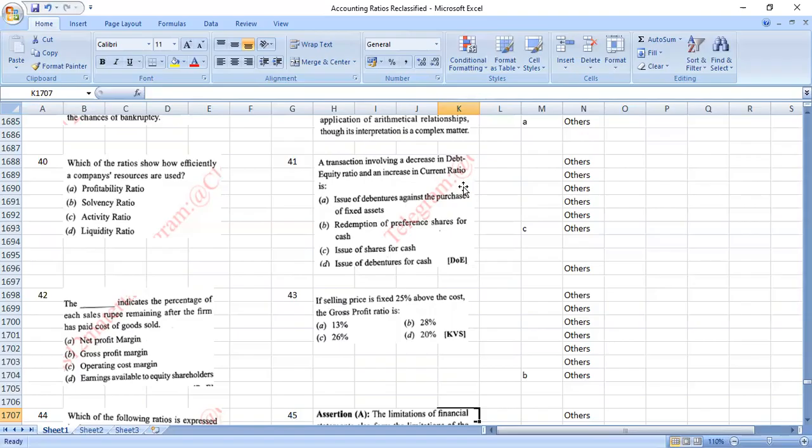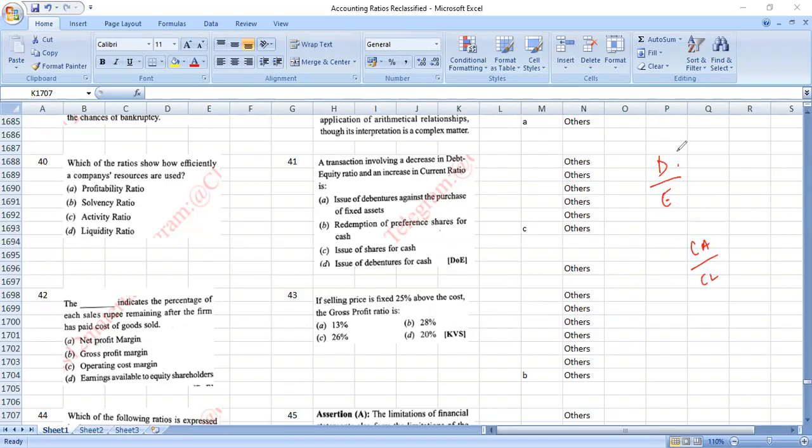A transaction involving a decrease in debt equity ratio and increase in current ratio. Let's just write the formula of both the ratios and it'll be easier for us to check that way. Debt divided by equity is debt equity ratio. Current asset divided by current liabilities, current ratio. Issue of debentures against the purchase of fixed assets.